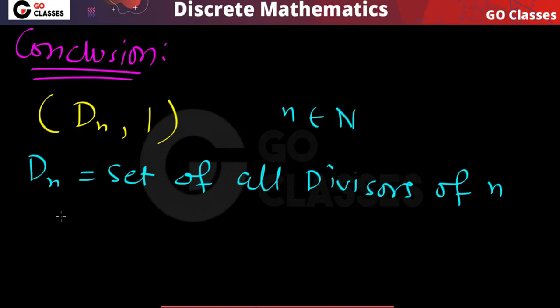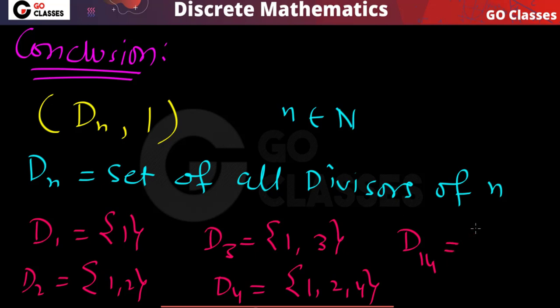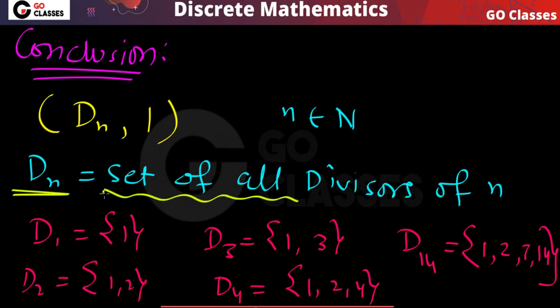For example, if I ask you what is D1, D1 is simply 1. D2 is 1, 2. D3 is 1, 3. D4 is 1, 2, 4. Similarly, D14 is 1, 2, 7, 14. So this is the idea. D_n is the set of all divisors of n.